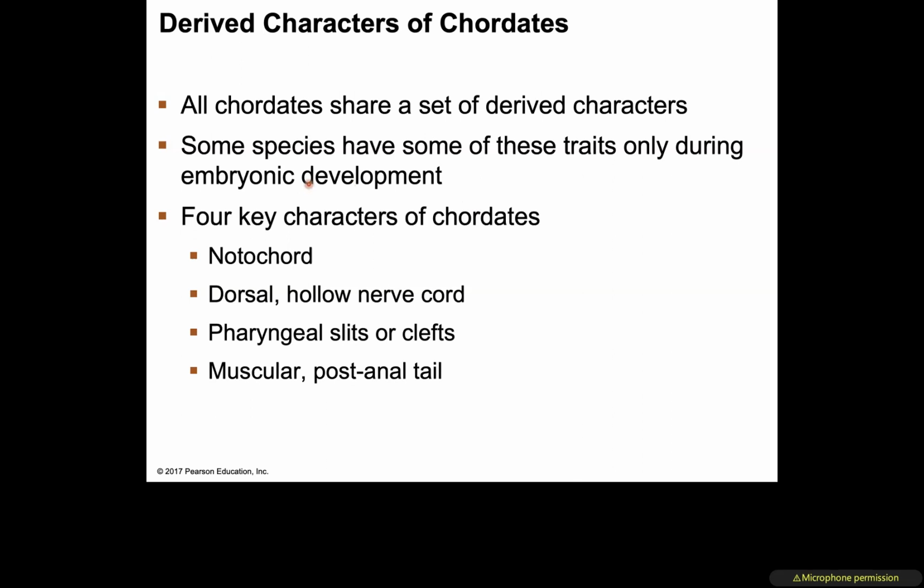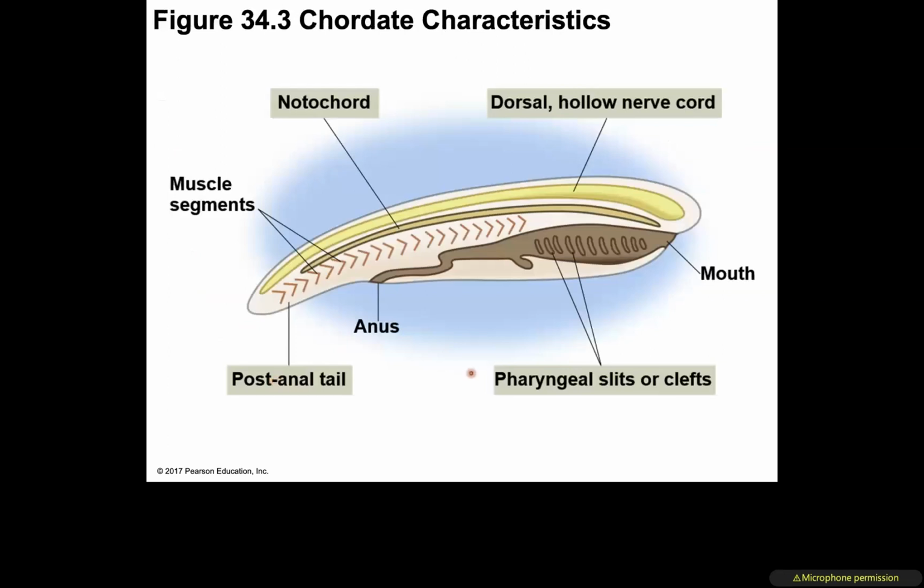So your four characteristics of your chordates are going to be your notochord, your dorsal hollow nerve cord, pharyngeal slits or clefts, and your muscular postanal tail. And so as you can see here, we're going to go into the specifics on that. As you can see, your dorsal hollow nerve cord is going to be the most superficial. It's not really superficial, but in comparison with that notochord, maybe I'm going to go ahead and call this most ventral in the case of this organism.